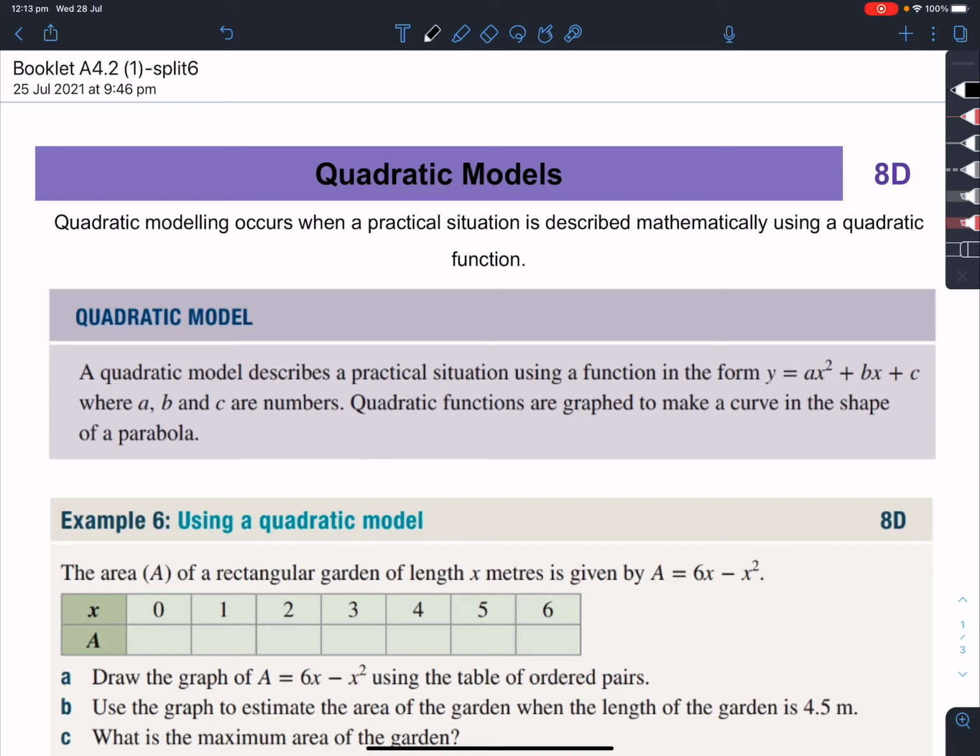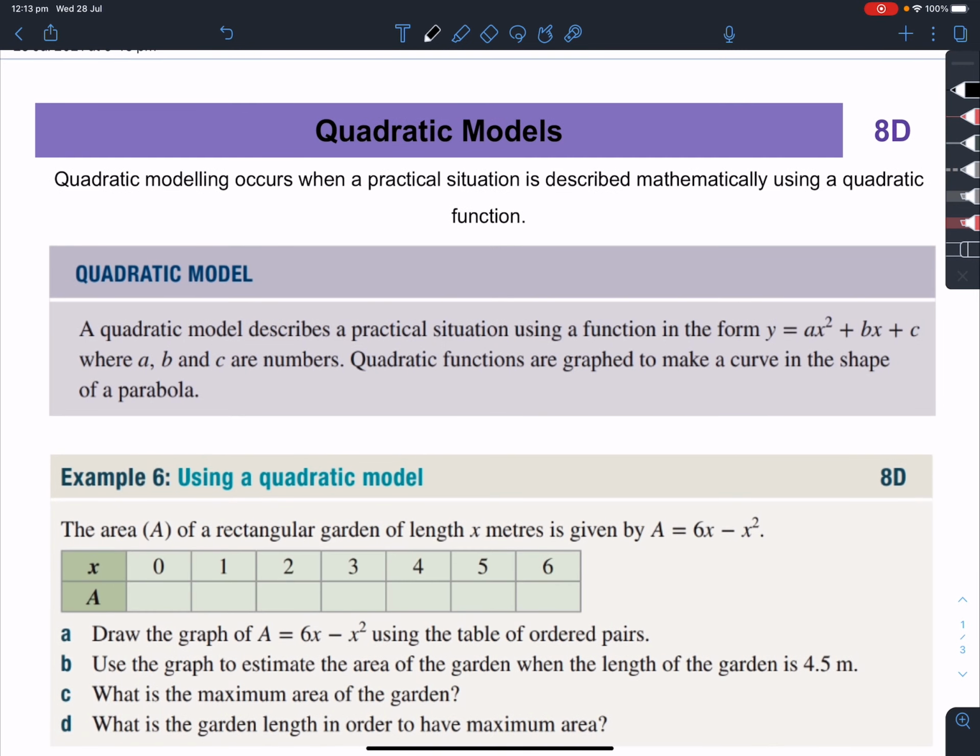But a general parabola of y equals x squared will have its turning point or its vertex at the origin. If it's positive, obviously it's above the x-axis. If it's negative, it'll be below the x-axis. So this lesson we're having a look at quadratic functions again, but this time we're applying it to quadratic models.